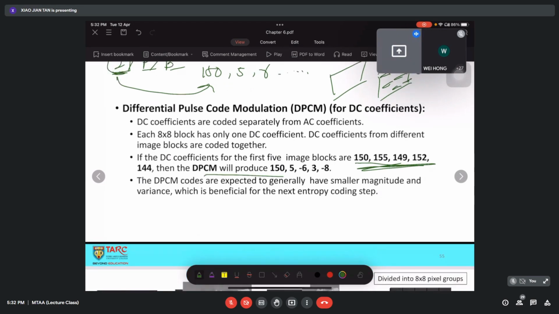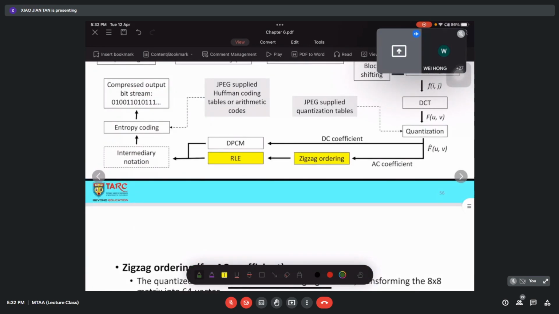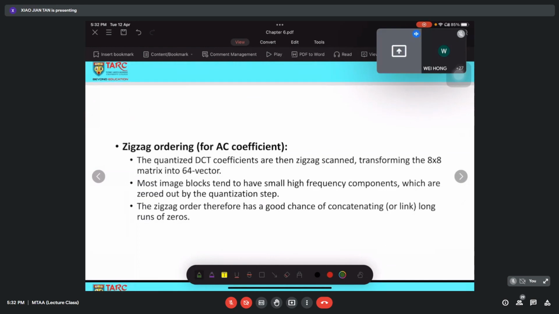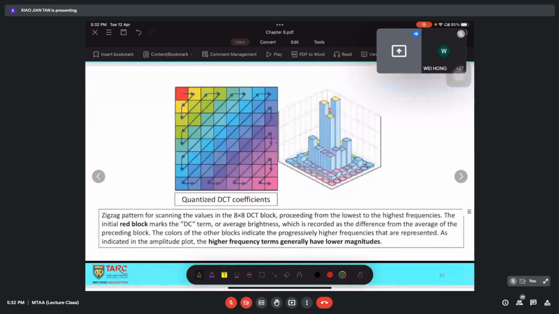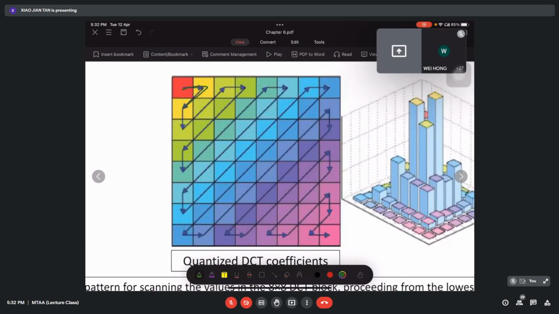So the DPCM is referring to this one. So the AC value is the rest of the values. We are performing zigzag ordering. So zigzag ordering is something like this, starting from here. So zigzag ordering is starting from here. Basically, this is the pattern. Okay. Make sure you don't do it the other way around.